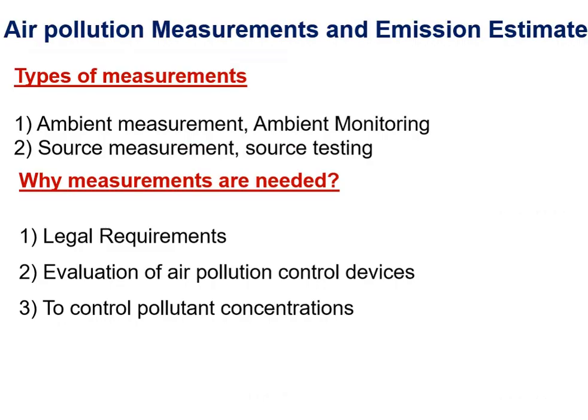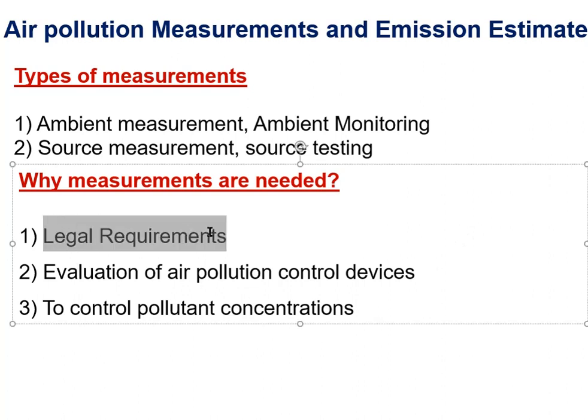Air pollution measurement and emission is one of the important things, especially in the industry. You can measure the ambient air, meaning the normal air. You can collect a sample of the air and measure the air pollutants in it. And at the source, like you go to the industries from where the air pollutants are coming, you can measure over there, right? Why do we do that? Because there are laws, so we have to meet the laws. So legal requirements are there.